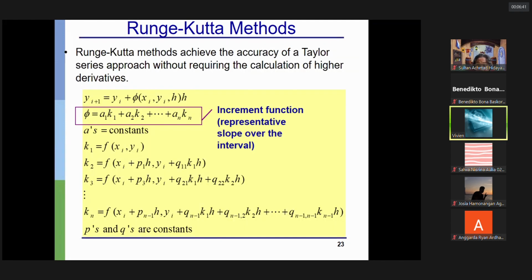We can see here that those two methods are actually higher order Runge-Kutta methods. In general, the Runge-Kutta method uses this approach, in which we approximate the value of yi plus 1 from yi plus the slope. Phi here is the slope times h, which is the length of the interval.